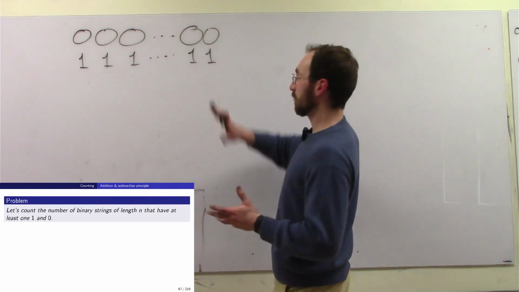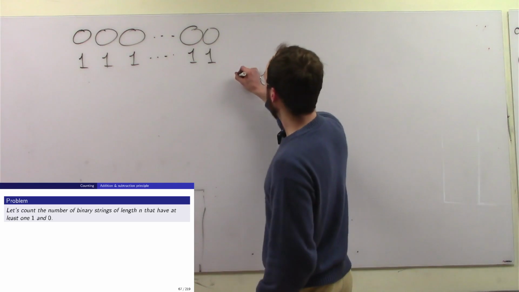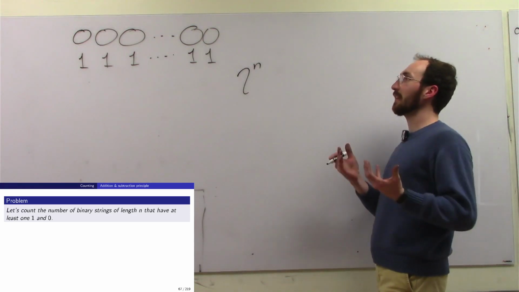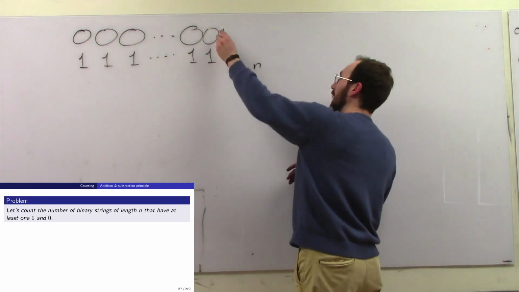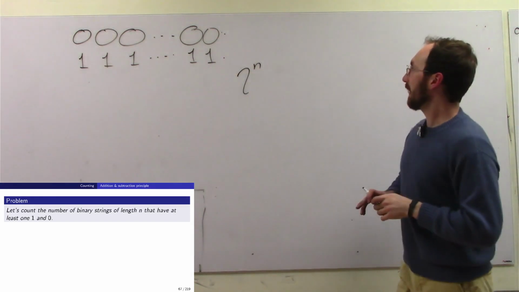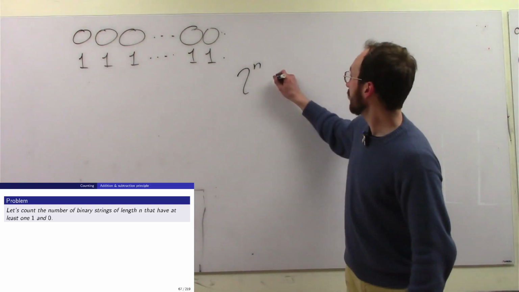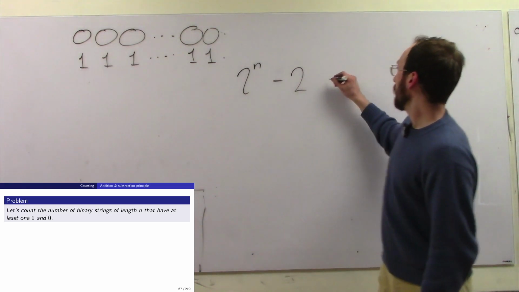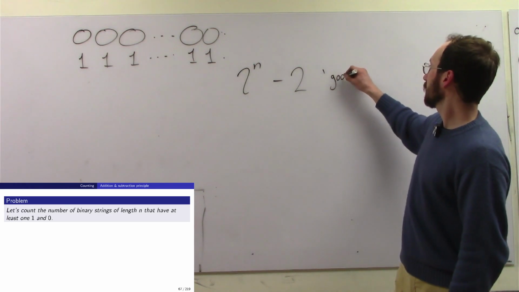And by the subtraction principle, I know there are 2 to the n many binary strings of length n. There's only 2 here that violate my condition. So there are this many good strings.